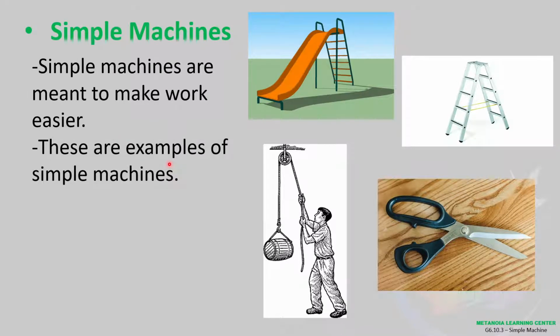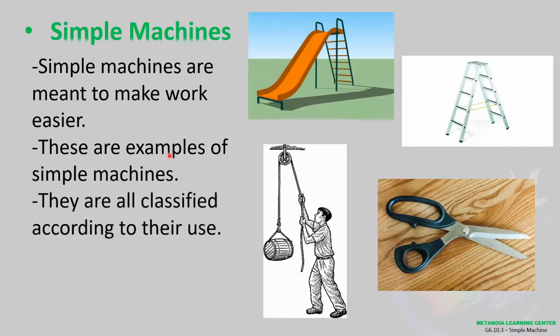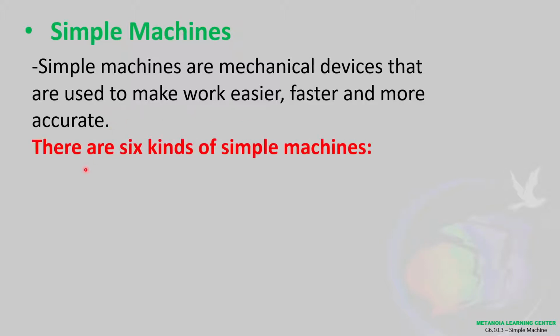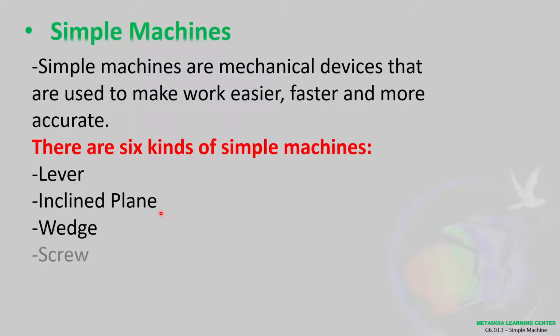These are examples of simple machines and they are somehow classified according to their use. So meron tayong slide, meron tayong ladder, scissors, and somewhat like a pulley system. Simple machines are mechanical devices that are used to make work easier, faster, and more accurate. And these are the 6 kinds of simple machines. We have the lever, inclined plane, wedge, screw, and wheel and axle.